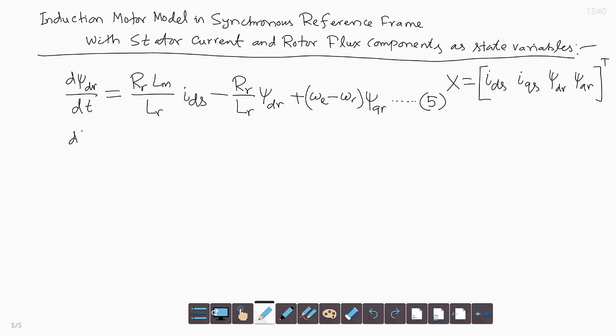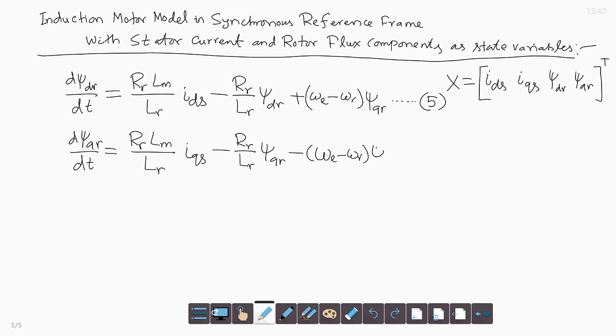And similarly d psi qr by dt is rr. So equations 5 and 6 give how the rotor flux components psi dr and psi qr change with time in terms of rotor flux components as well as stator current components.